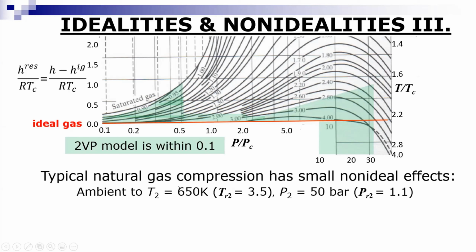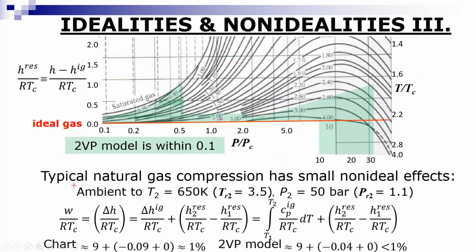So for example, let's consider a typical natural gas compression. It would go from ambient to a temperature of say 650 Kelvin and to a pressure of 50 bar. So where are we on the plot? Well, the answer is we're right there. And if we want to calculate the work, we can calculate it as the ideal gas term and the non-ideal gas term. And then we can see what happens?